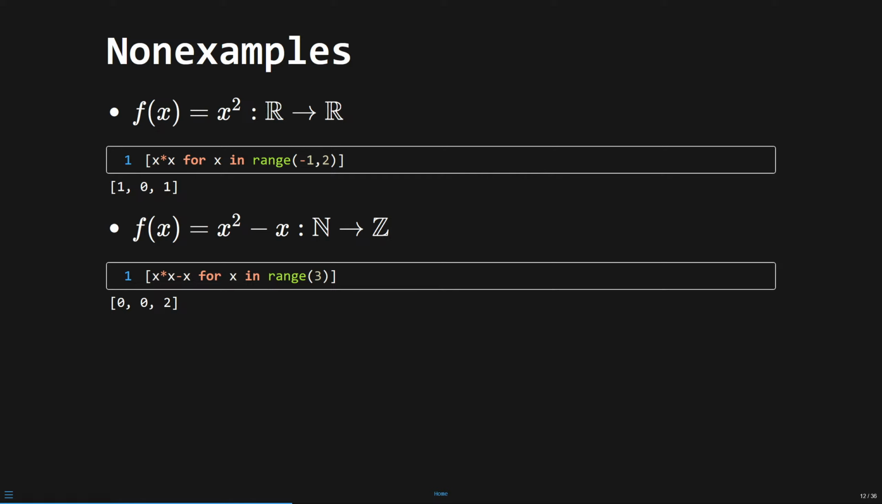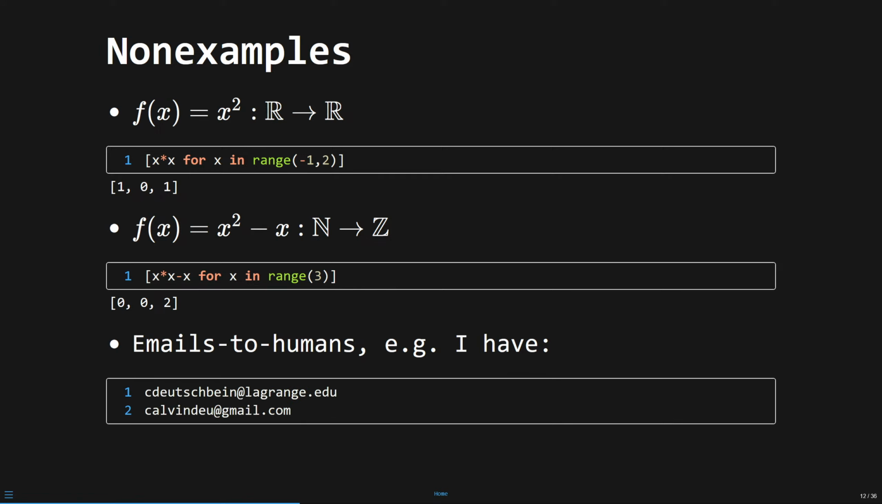Similarly, we can take various operations. I just wanted to do something from the natural numbers to the integers, right? And here's one example. Emails to humans, right? There exist multiple emails that map to me, Calvin Deutschbein, as a human. I have my official academic.edu email, and then I have a personal professional email that is hosted by the commercial entity Gmail, which is owned by Google, which is owned by Alphabet.